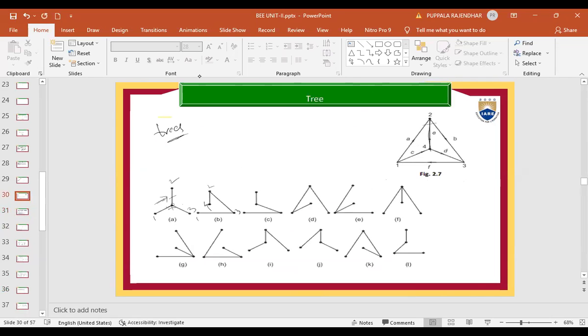Look here, these are all trees. This branch, this branch, this branch, we are calling them branches or twigs.